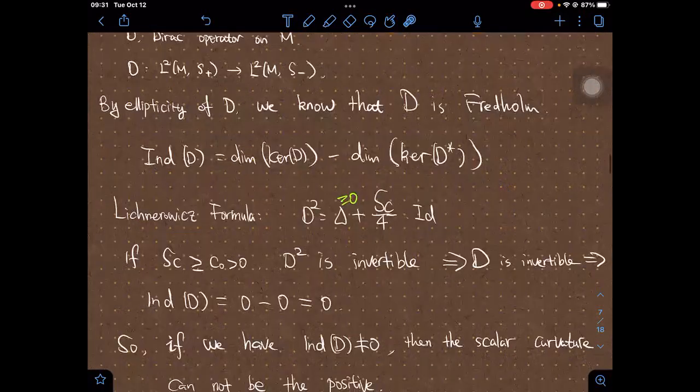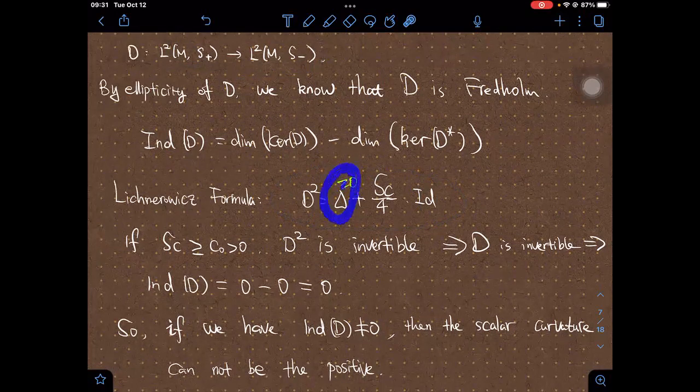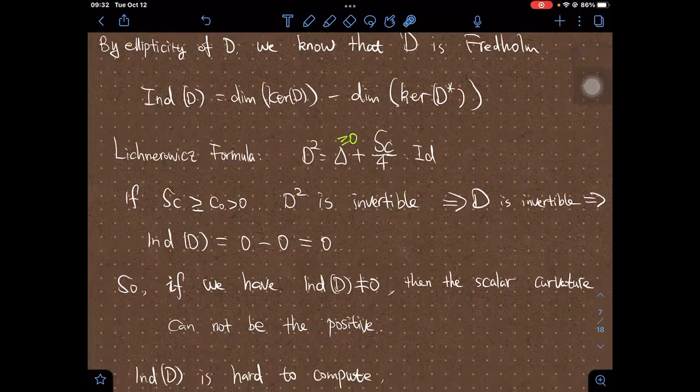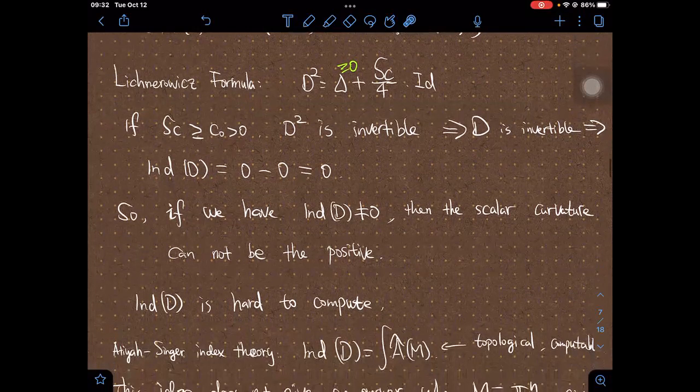And we also have the Lichnerowicz formula. If you take the square of the Dirac operator, it is equal to the Laplacian plus scalar curvature over 4 times the identity. You can view this as an operator between those two Hilbert spaces. Here, delta is positive, and if the scalar curvature is also positive, that tells you D square is a strictly positive element, which is invertible. D square being invertible is the same thing as D being invertible. So invertible means that the Fredholm index vanishes. So if the Fredholm index is non-zero, then it's impossible to find a positive scalar curvature metric.